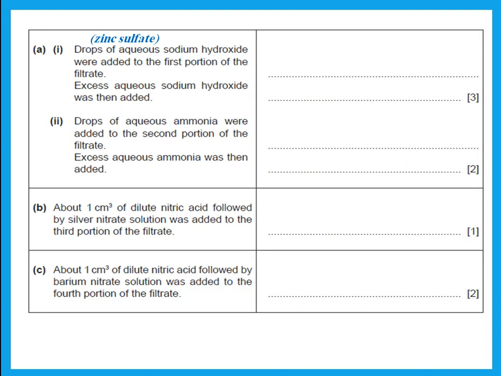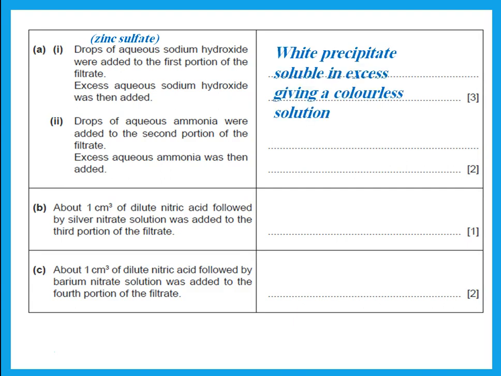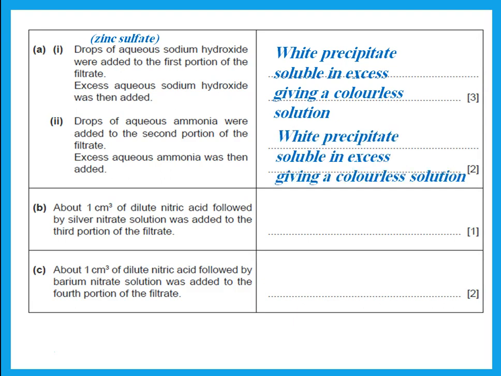Now, what is he doing? He's adding drops of aqueous sodium hydroxide and then excess. We're adding that to zinc, and we said if we add that to zinc, what should we have? We should have a white precipitate, soluble in excess, giving a colorless solution. With aqueous ammonia and zinc, we get exactly the same thing: white precipitate, soluble in excess, giving a colorless solution.